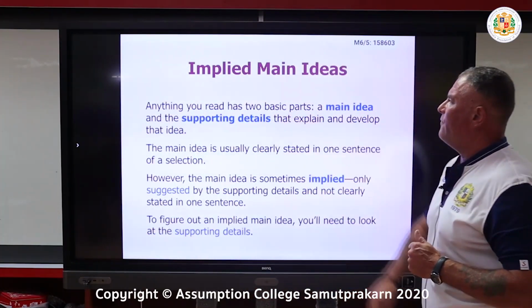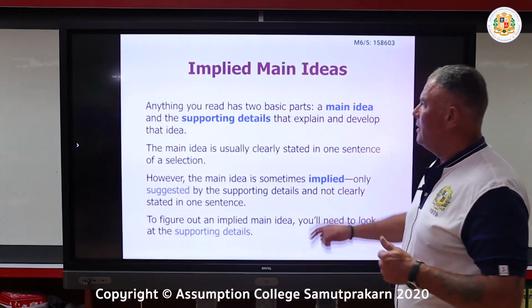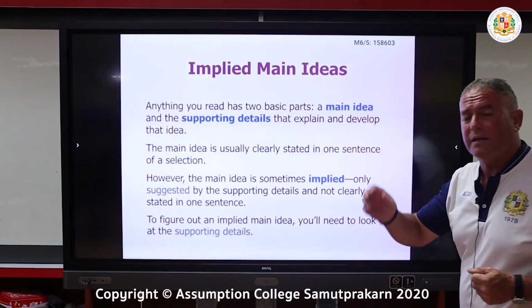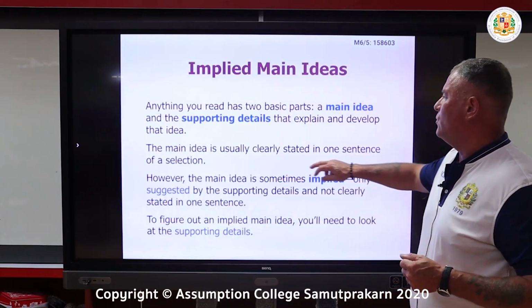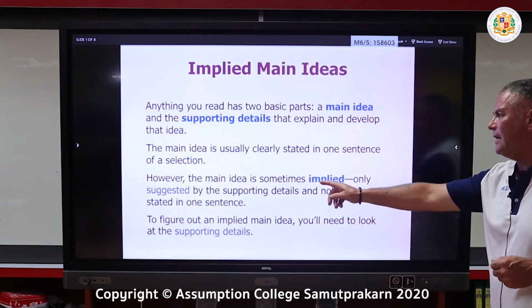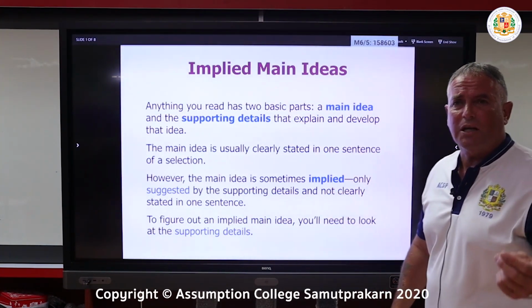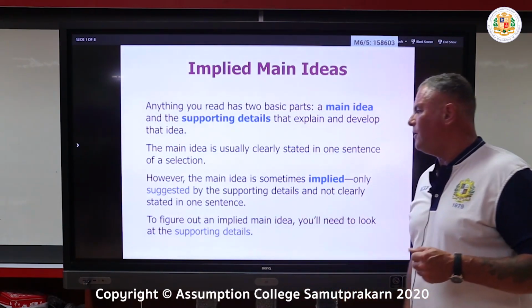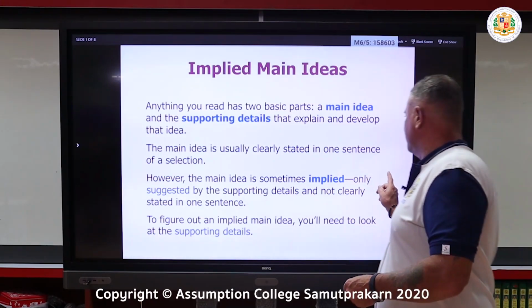Right, so anything you read has 2 basic parts. Main idea, supporting details. Explain and develop that idea. The main idea is usually clearly stated in 1 section, okay? However, the main idea is sometimes implied, suggested, inferred, okay? We have to figure out what that main idea is.